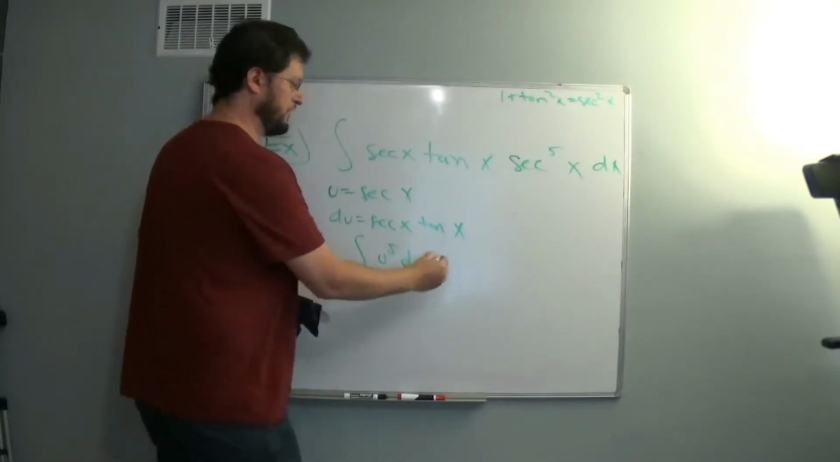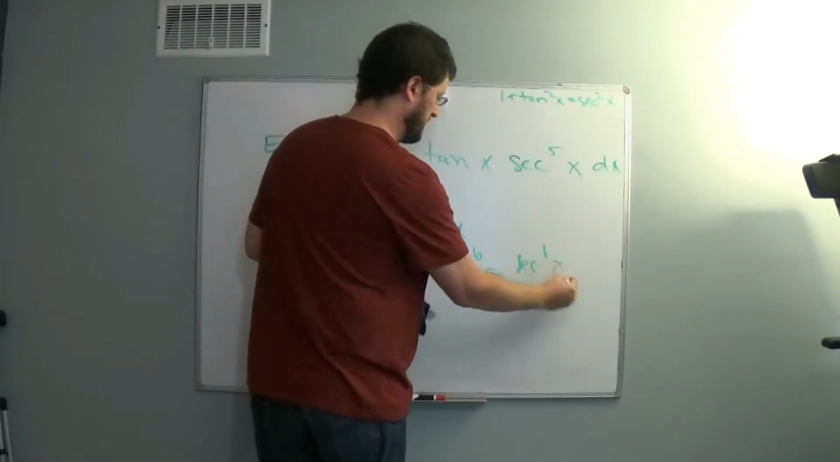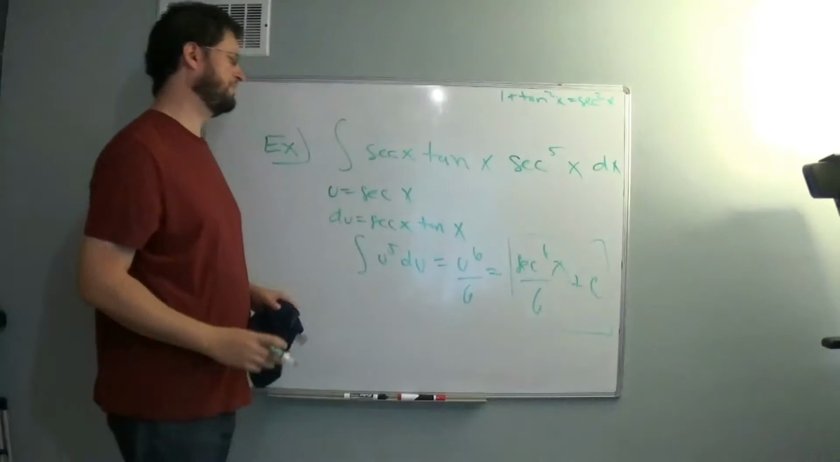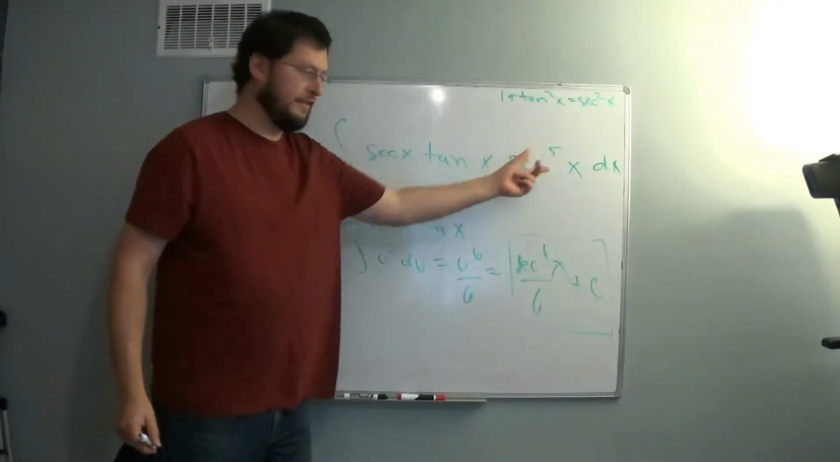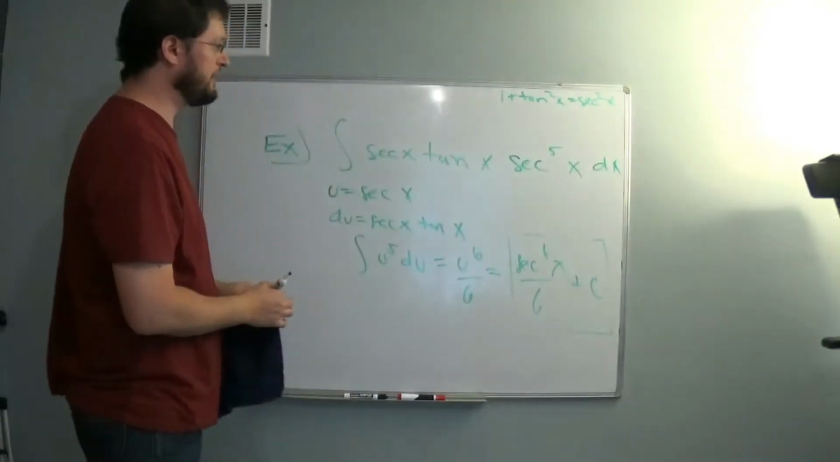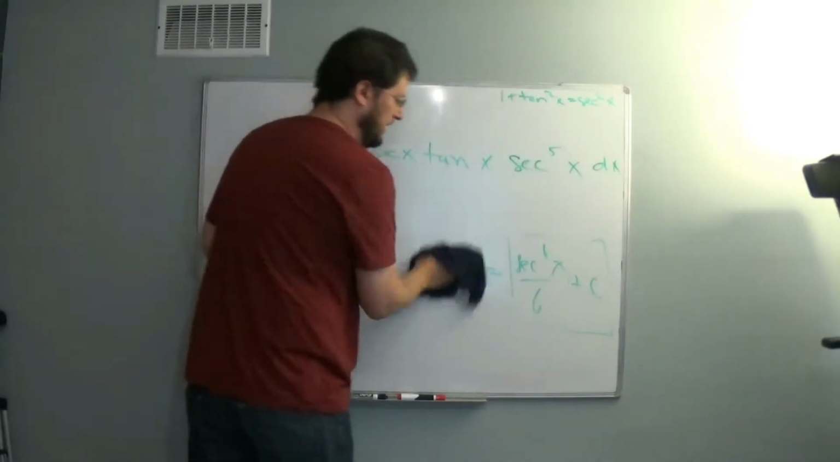So we get u to the 5th du, which is u to the 6 over 6, which is secant 6x over 6. Okay, so what do we do here? If we have a secant tangent and everything else is secants, then exactly that same idea will work. So how might we get to something like that?